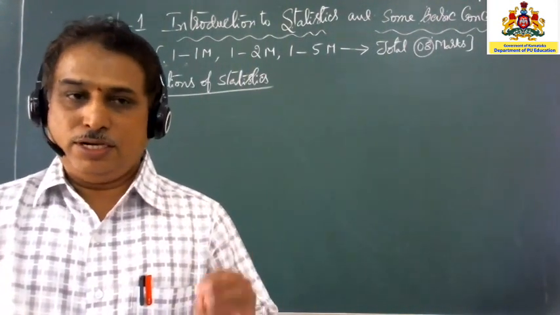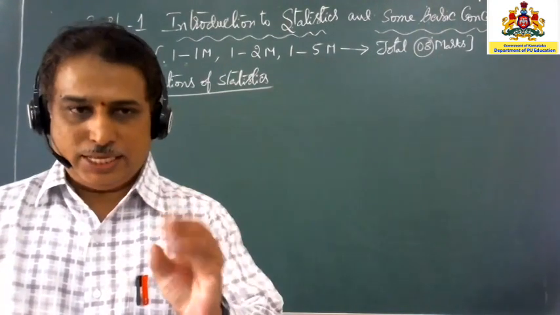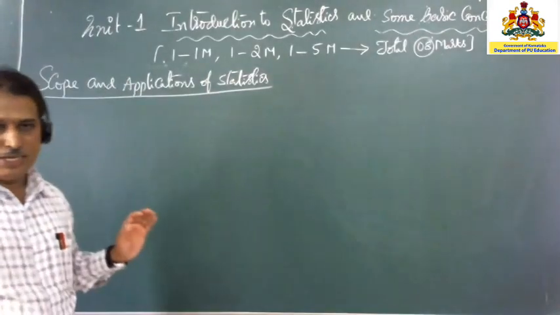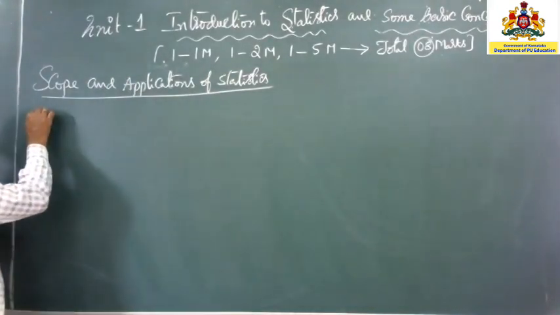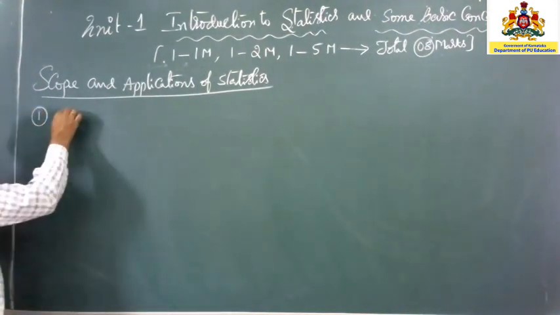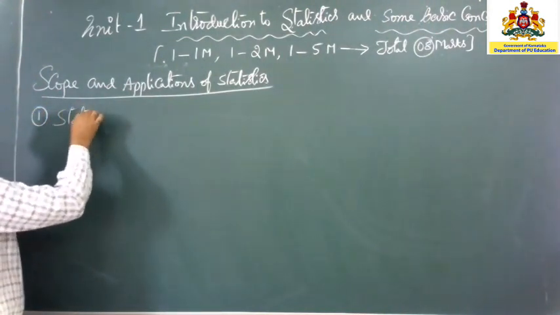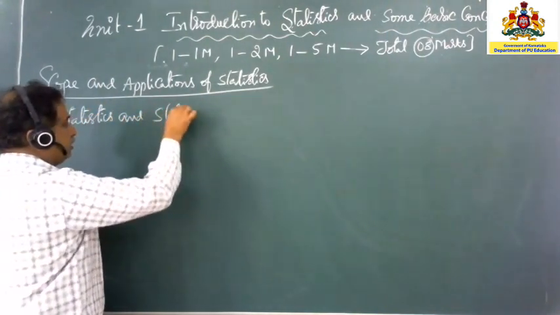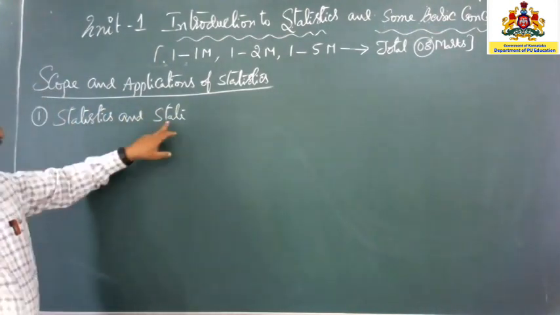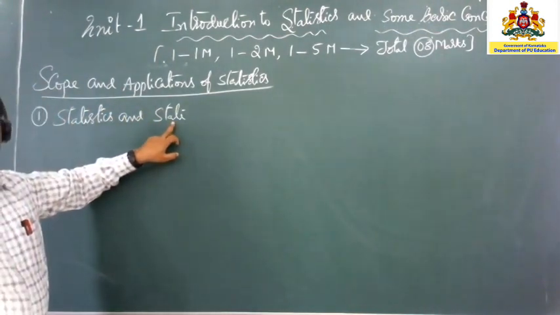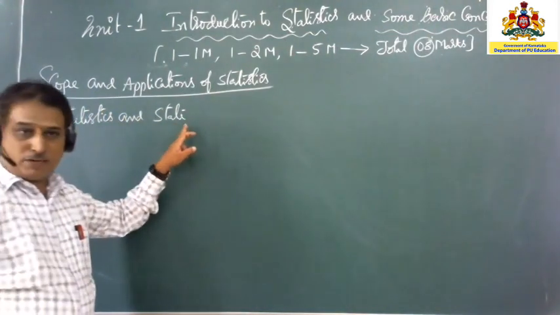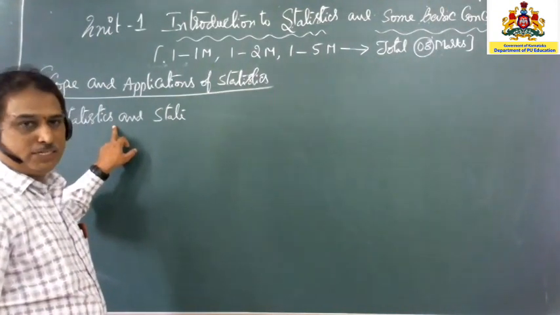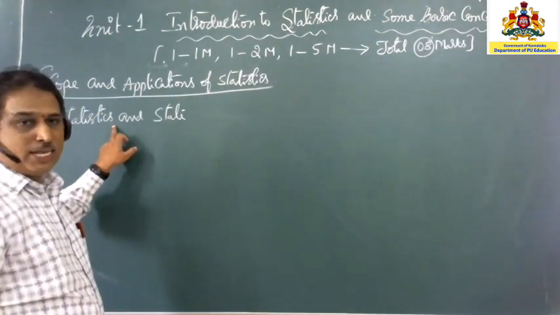Some of the areas we are discussing in the application of statistics in different areas. The first one is statistics and state. Here state is nothing but government. For effective administration, the government is using statistical information. Statistical techniques the government is applying.